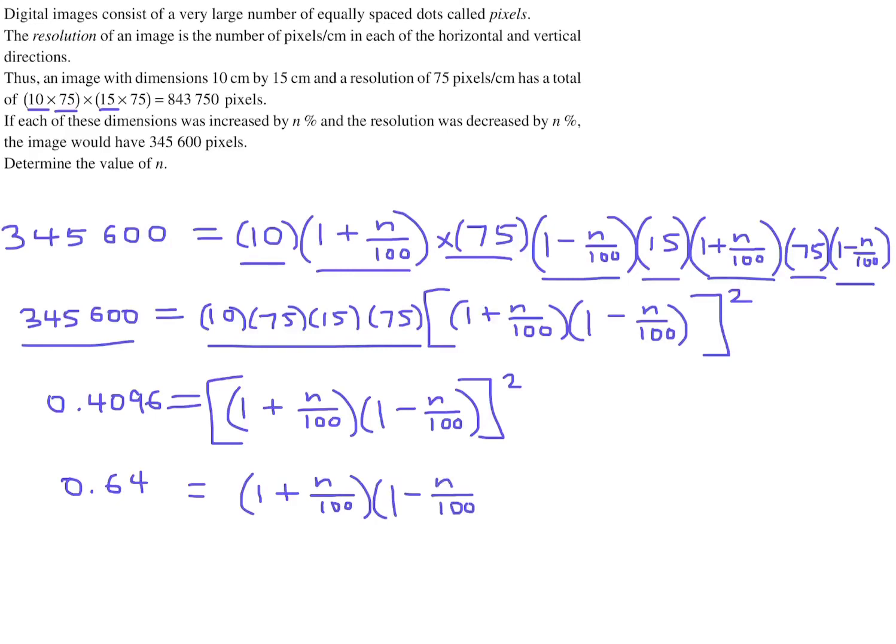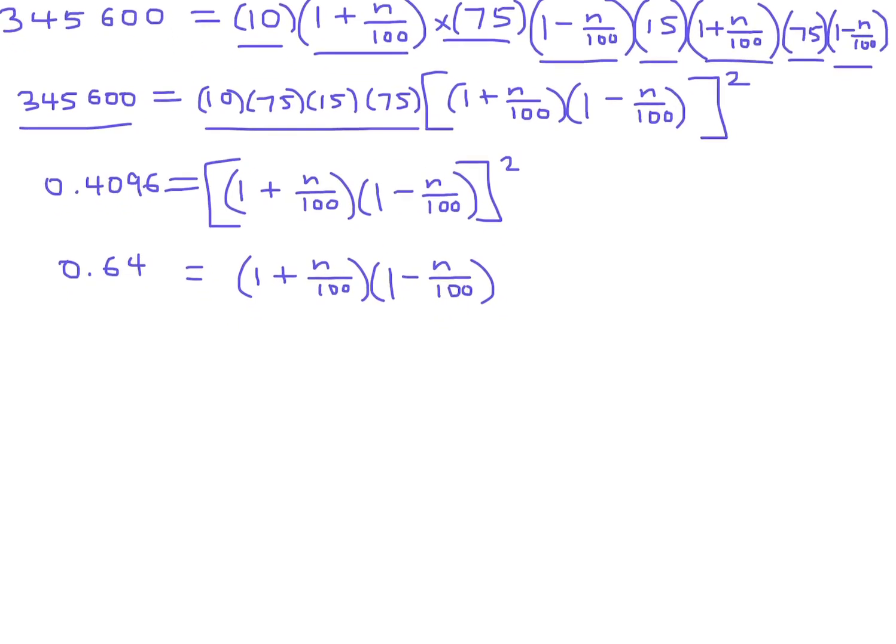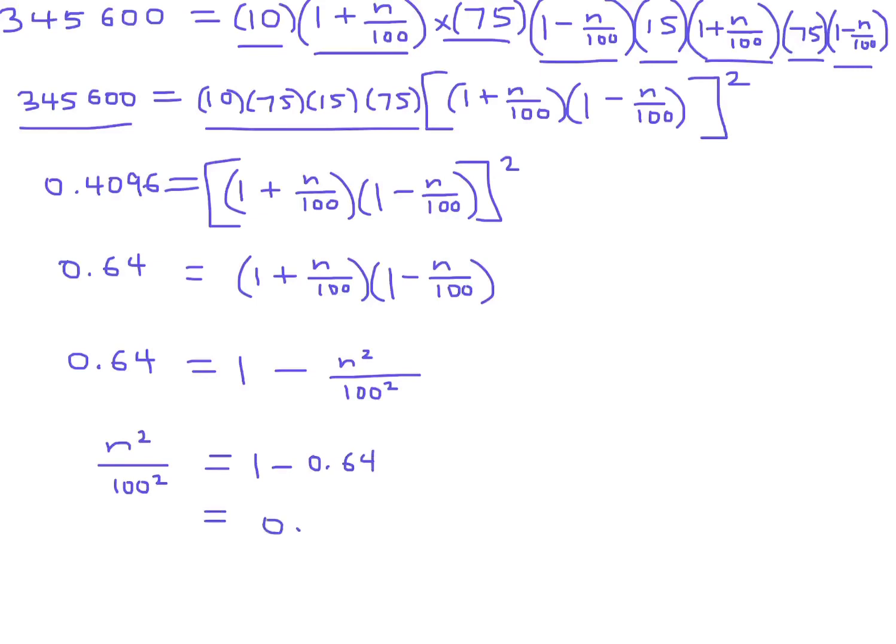And at this point, we are almost done here. I just have to expand this guy on the right side. So this becomes 1 minus plus, those cancel, and it's just n squared over 100 squared. Okay. Put the n squared over 100 squared on the other side. Bring the 0.64 over like that. This becomes, of course, 0.36. And this is n squared over 100 squared. N squared, therefore, is 0.36 times 100 squared.